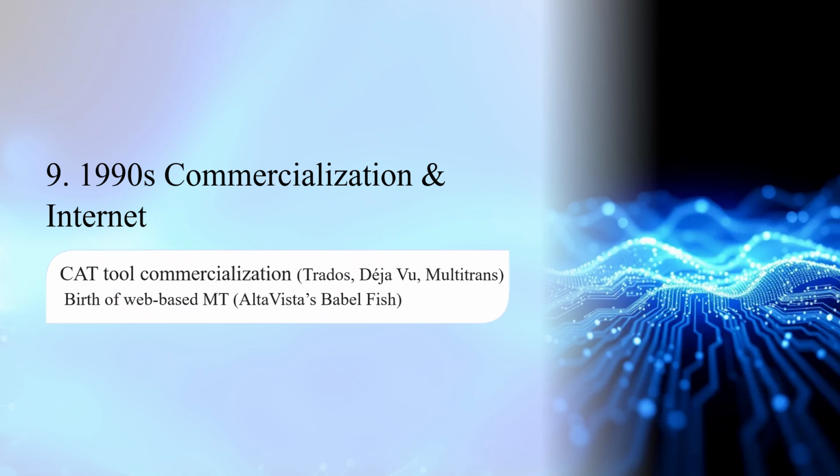In the 1990s, CAT tools such as Trados, DejaVu, and Multitrans became available as commercial products. At the same time, researchers at IBM developed statistical machine translation, which used large amounts of data instead of handwritten rules. In 1997, the launch of Alta Vista's Babelfish made machine translation available on the web for the first time. This turned automatic translation into a public service and also provided more digital bilingual texts, which were later used to train data-driven machine translation systems.